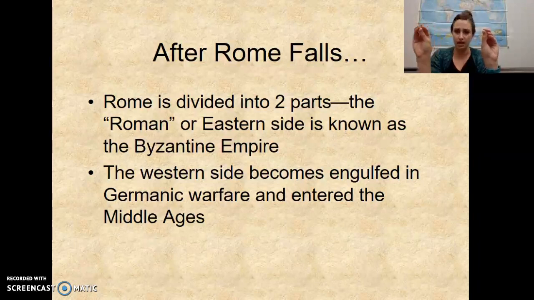The western side becomes engulfed in Germanic warfare, loses all central government that Rome had put into place, and this is where the Middle Ages happen, right? The Middle Ages that we know about, that hopefully you've learned about before, okay? Over on the east side, however, Rome continues to flourish under the new capital of Constantinople. This becomes known as the Byzantine Empire, and it's a great Christian empire that also continues during the exact same time as the Dark Middle Ages of Europe, okay? And they used to be part of the exact same empire.